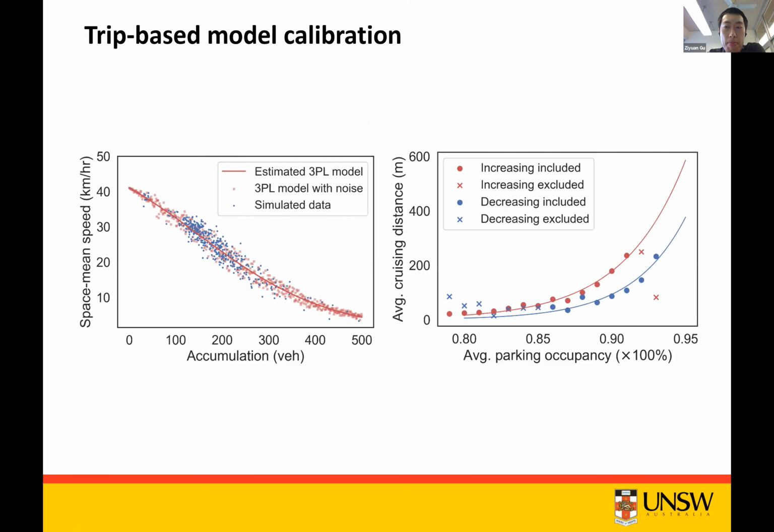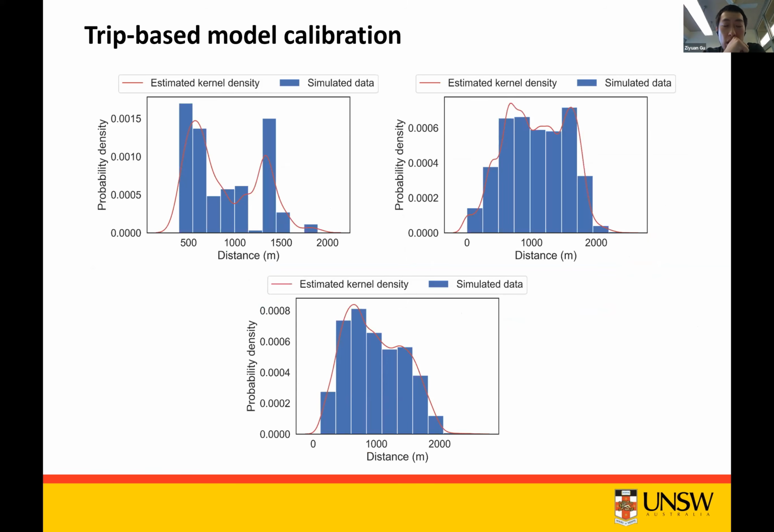Again, similar to the accumulation-based model, we did some calibration and validation, and these are results pretty similar to what I have previously shown. We calibrate the MFD, and we calibrate the relationship between cruising distance versus parking occupancy, both of which are shown here. But because the trip-based model is stochastic, as opposed to the deterministic accumulation-based model, we add a bit of noise or randomness in the MFD, as you can see by the dots in the figure.